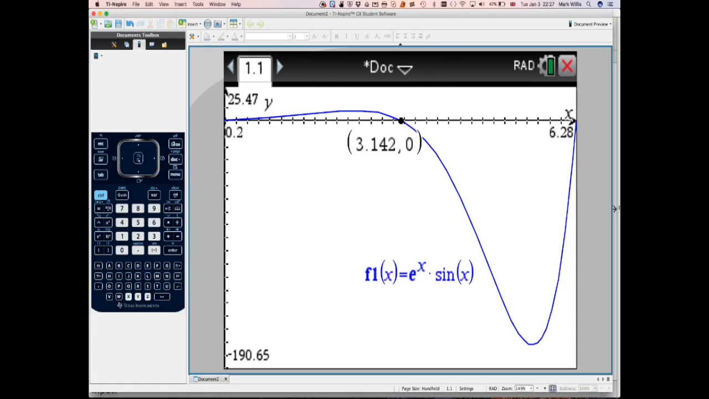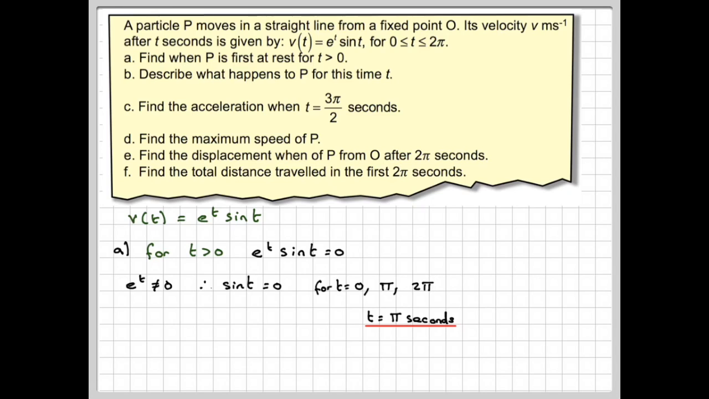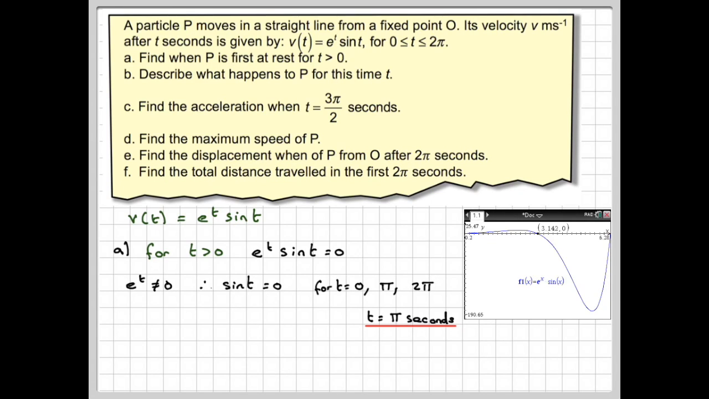Now what happens at this particular point is that here the velocity is positive and here the velocity is negative, and the negative says something about the direction, so the direction changes from here to here, so the particle will change direction. Okay, and we'll be able to see that a bit later on. We're asked what happens at that time. So at the time t is equal to pi seconds, the velocity changes from positive to negative.